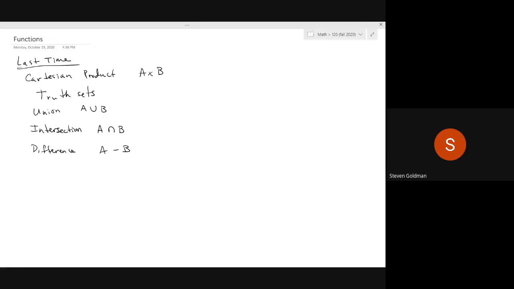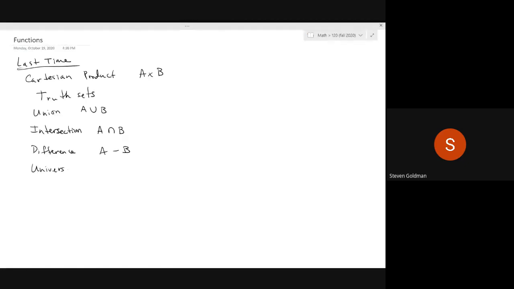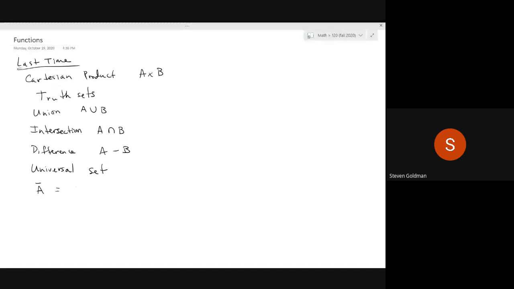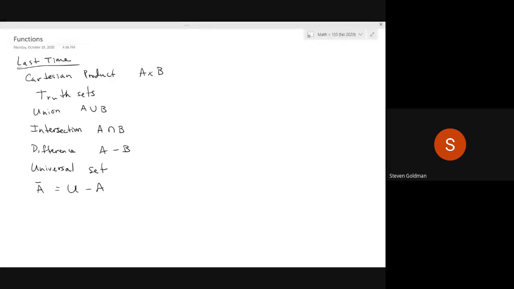We also discussed what the universal set is. A universal set is sort of like our domain. It's a set of all values from which our elements can come. And we talked about the complement of a set A, A bar. A bar is all elements in the universal set that are not in A. In other words, A bar is the universal set U minus A. So that basically covers what we discussed last time.